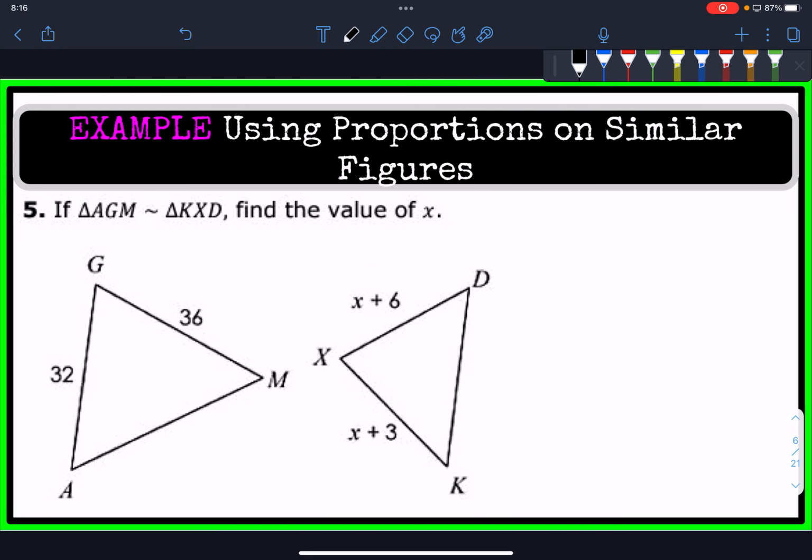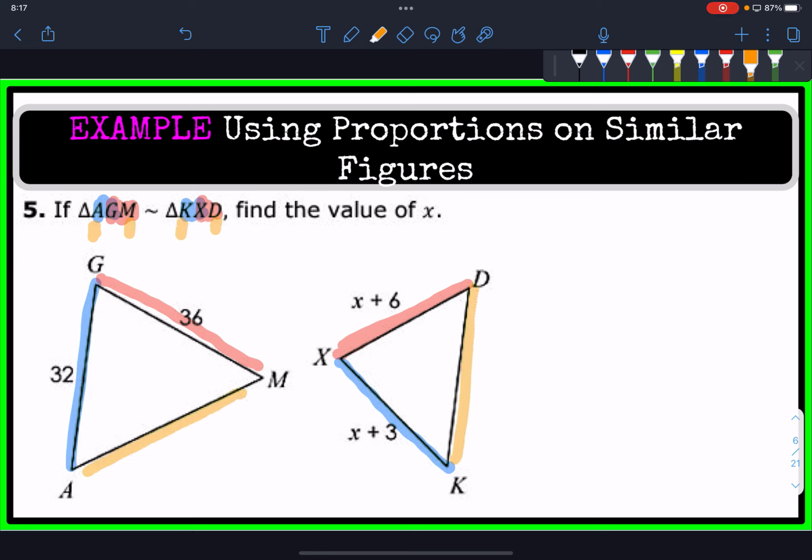So let's look at another example. Again, because of this similarity statement, we know that these two triangles are similar and that the corresponding sides are the following. AG, from point A to point G, corresponds to KX. So K to X, that's this side right there. GM corresponds to XD. And then what's left over is AM, which corresponds to KD. So AM, KD right there.